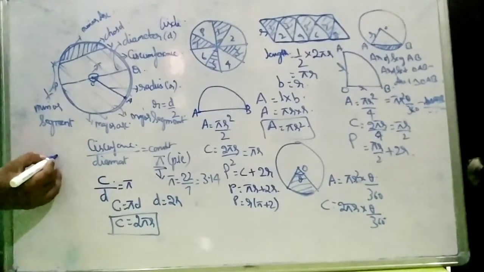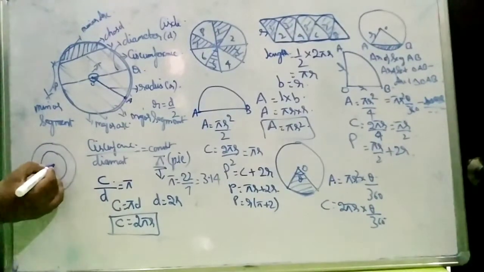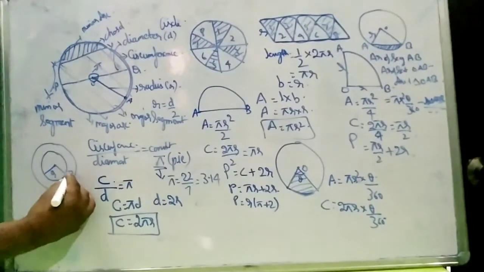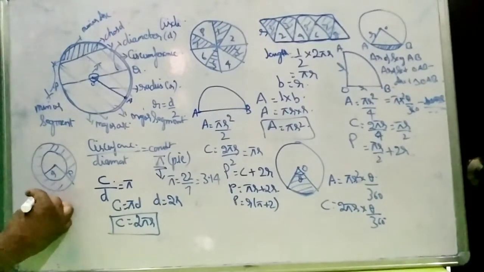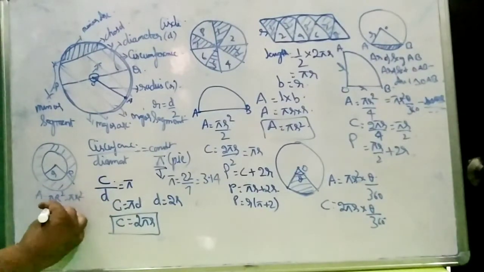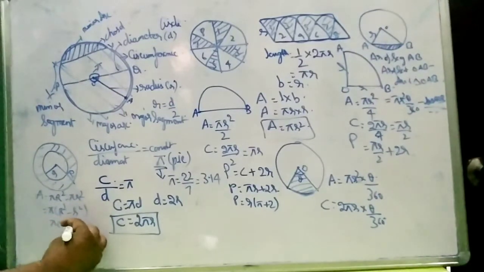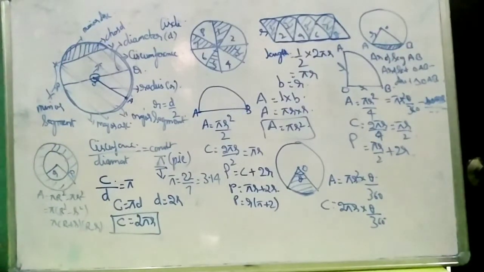Now, if there are two concentric circles, a concentric circle is the combination of two circles having different radii. This is small r, this is capital R. If we have to find the area of this ring, what will be the formula? A is equal to pi R square minus pi small r square. If we take pi common, it is R square minus r square. It can also be written as R plus r and R minus r. So these are the concepts on which the sums are based.